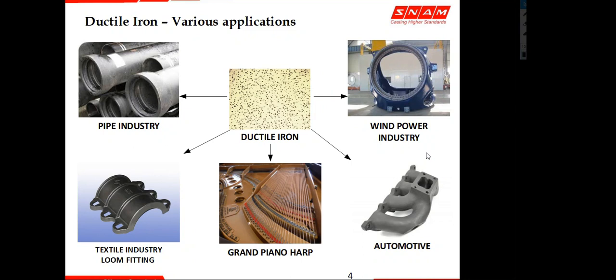And you've got textile industries and agriculture-based industries that also have castings made out of ductile iron. And one special application which we came across while looking into applications is that this particular musical instrument, the piano harp, is made out of ductile iron. So this is the functionality, and this is where ductile iron finds its place in the engineering industry.